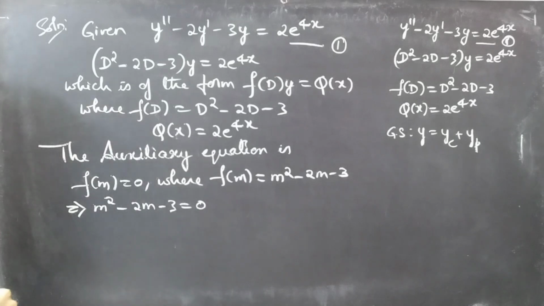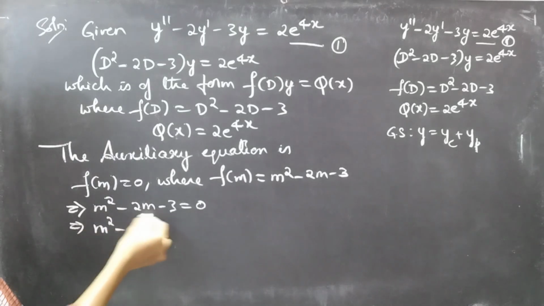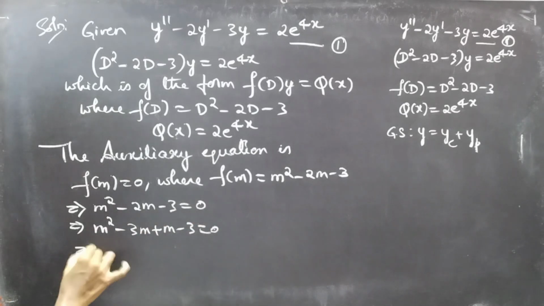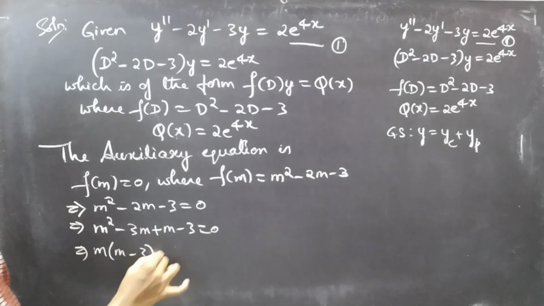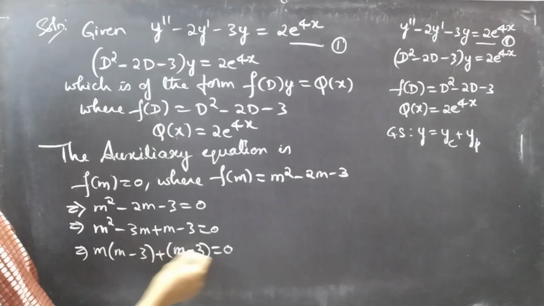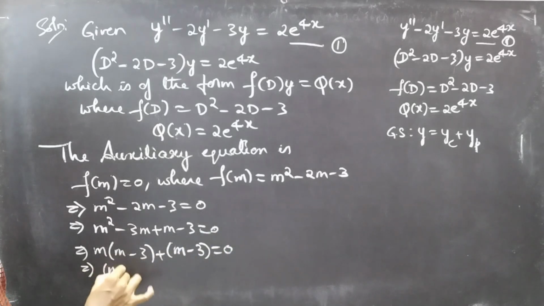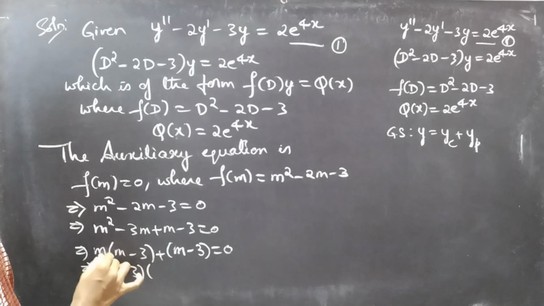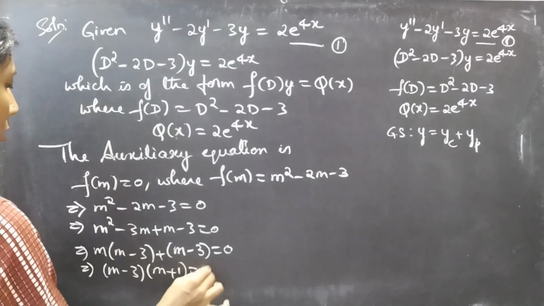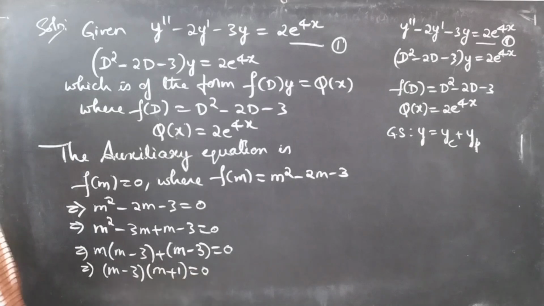Now we need to find roots to this equation, so factorize it. You can split minus 2m as minus 3m plus m. Now take m common from the first two terms, we'll get m times m minus 3. Now write the next two terms as it is. So here m minus 3 exists in both the terms, so let's take it common. We'll get m minus 3 into m plus 1 equal to 0. Now equate each factor to 0.